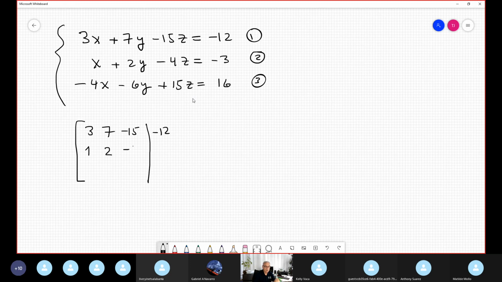1, 2, negative 4, negative 3. Negative 4, negative 6, 15, and 16. This is my original matrix. By the way, the dimension is 3 by 4, no? 3 rows. It's obvious that it's 3 rows because we have 3 equations, no? And it's obvious that we have 4 columns because we have the 3 unknowns, which is the classical x, y, and z. And we have the right hand side that you include inside because it's an augmented matrix. So, suppose that I want to do Gauss elimination, and after we continue using Gauss-Jordan. Because Gauss elimination is the first part of the Gauss-Jordan, no?